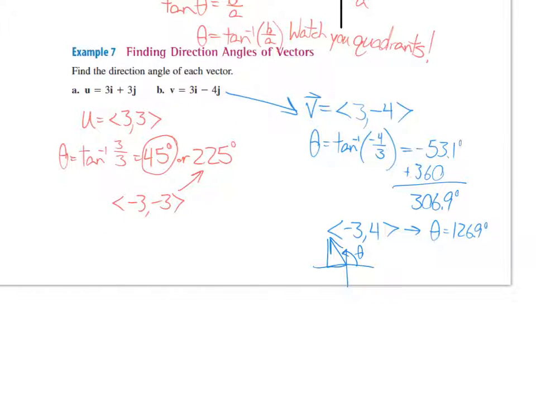The problem here, and this is why I'm pointing this out, is that when I plug in inverse tangent of negative 4/3, my calculator doesn't know if it's a negative 4 over positive 3 or a positive 4 over negative 3. They're both just negative 4/3. So your calculator would give you this answer either way. You need to interpret it correctly based on which quadrant your vector is in. Okay?